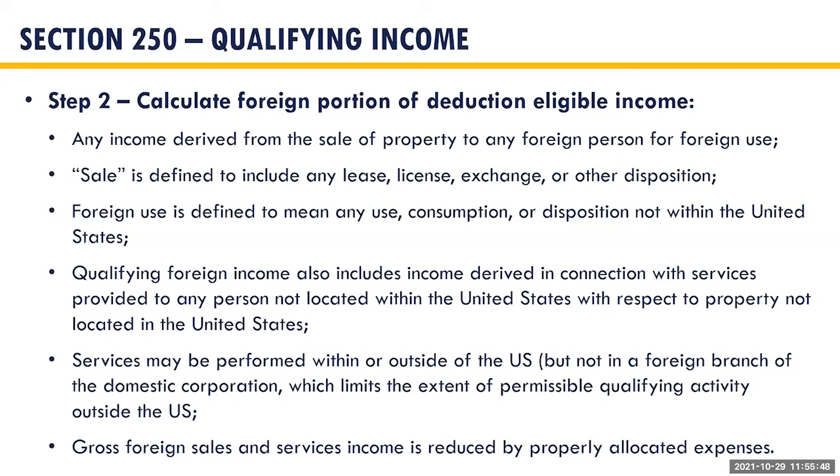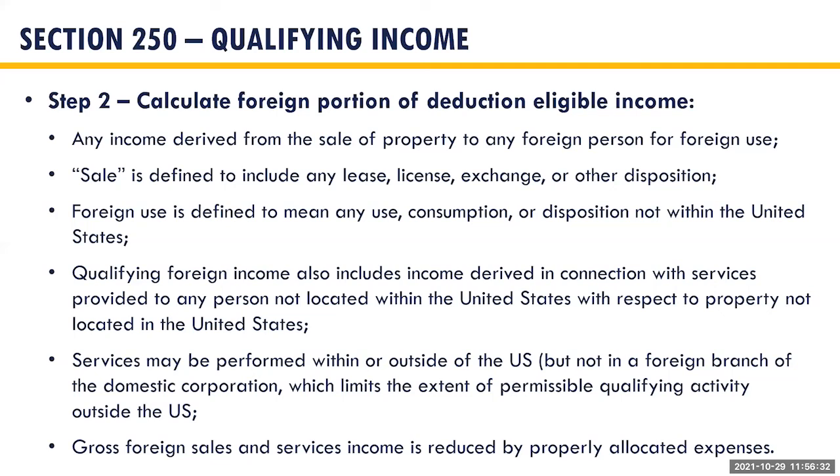Qualifying foreign income also includes income derived in connection with services that we're discussing. So that'll be services provided to any person that is not located within the United States. There is no requirement that the property be manufactured in the U.S., and so that's a benefit and a differentiator from the IC DISC. You can see that services may be performed within or outside the U.S., but not in a foreign branch of a U.S. entity. Those sales are not allowed to be used in determining our foreign portion of our deduction eligible income.